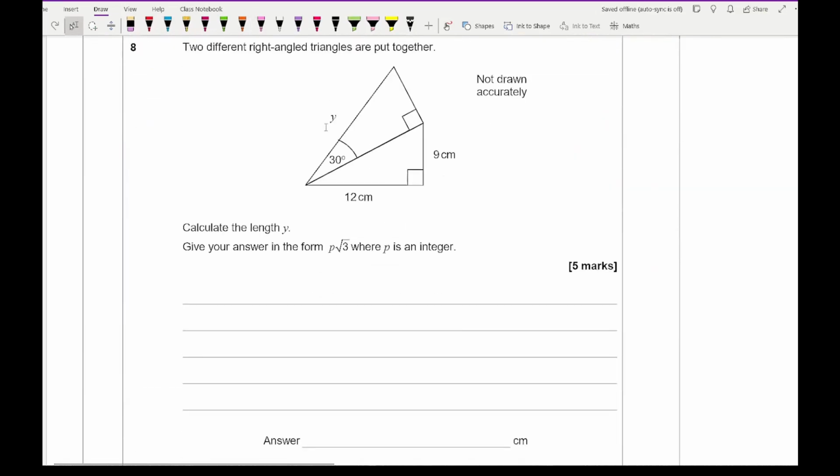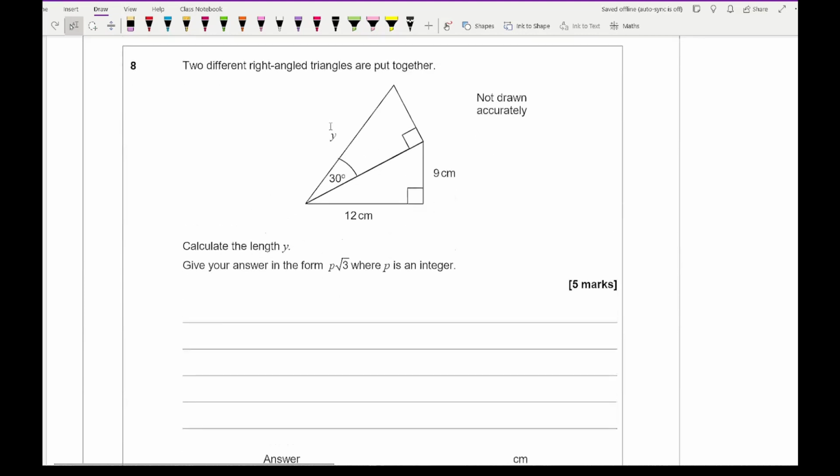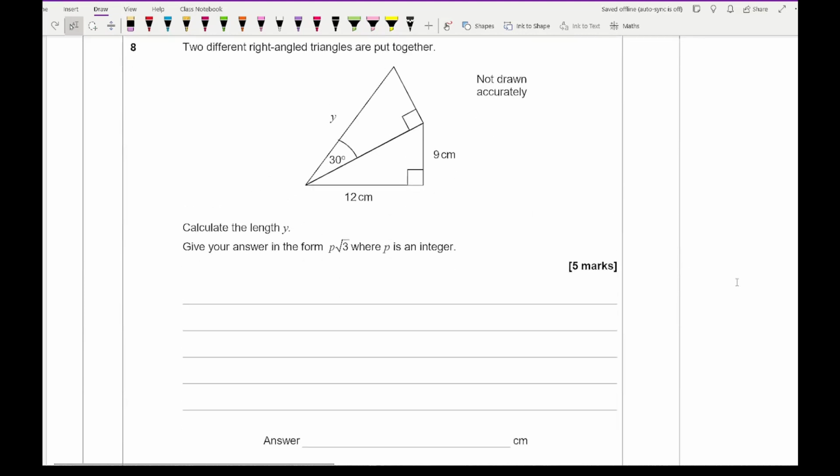Then moving on to our last question, it says two different right angle triangles are put together. Calculate the length of y, give your answer in the form of p root 3, where p is an integer. So very, very similar question. First things first, I need to work out that green line which is connected to this triangle here. Now because there's no angle involved in that green triangle, I've got to use Pythagoras.